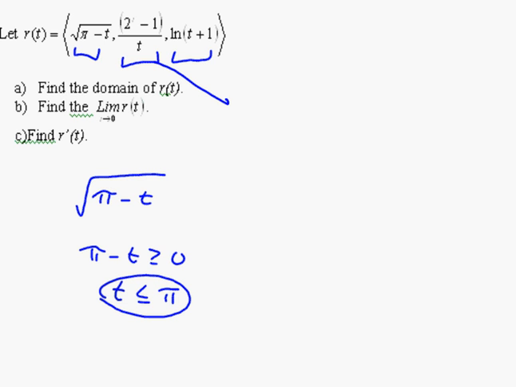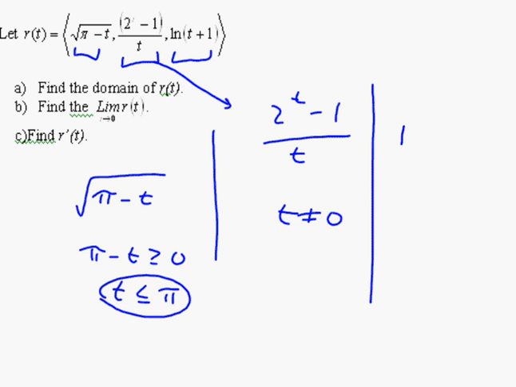Now this second function you can't really see very well, but it's supposed to say 2 to the t minus 1 over t. Doesn't really matter what the numerator says. I just know that t can't be 0. Everything else is going to be fine. And then the last case, you have the ln, the natural log of t plus 1. You can't take the natural log of 0. You can't take the natural log of anything negative. So you know that t plus 1 has to be greater than 0. That would happen if t was greater than negative 1.